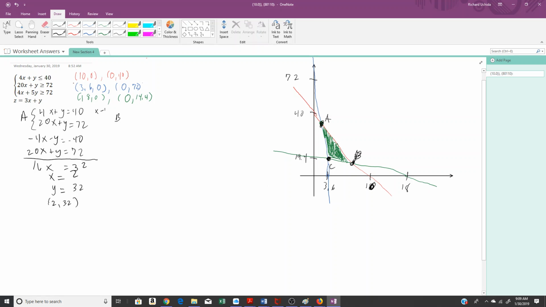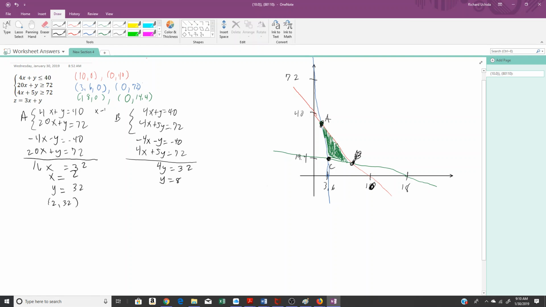That would be the intersection of the first and third equations: 4x + y = 40 and 4x + 5y = 72. Solving that system, let's multiply the first one by -1, so we get -4x - y = -40, because we're eliminating the x's. And we have 4x + 5y = 72. Combining the two equations, we get 4y = 32, so y = 8.